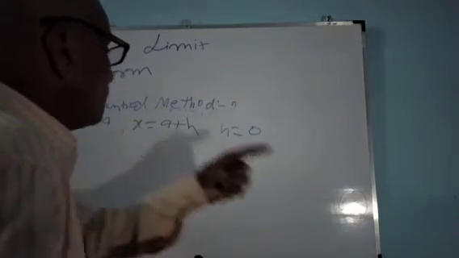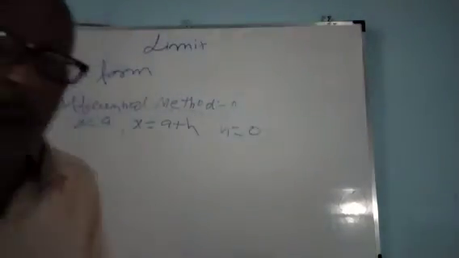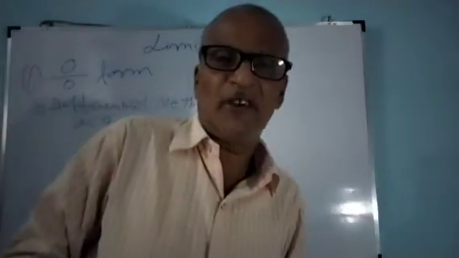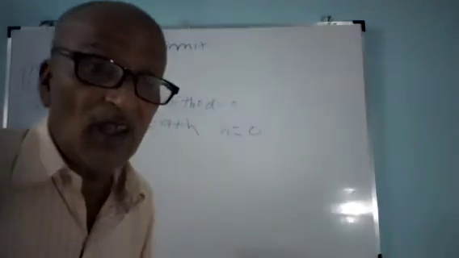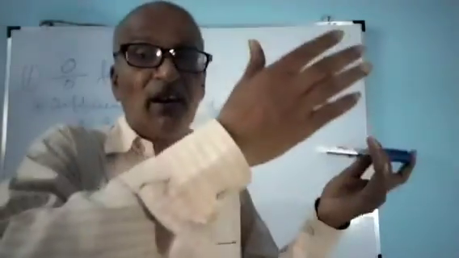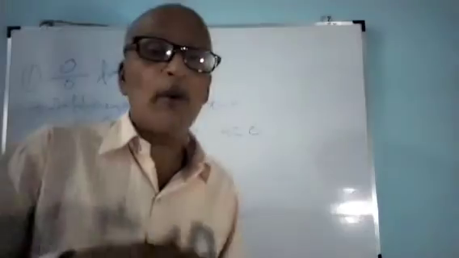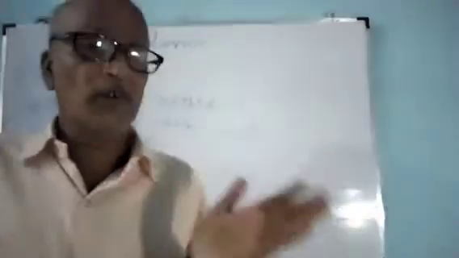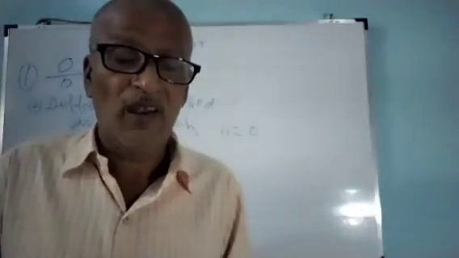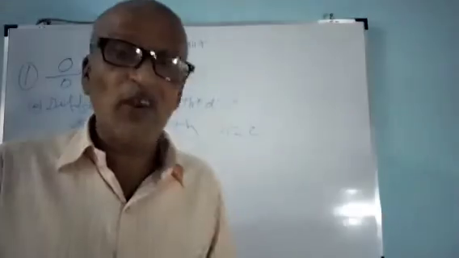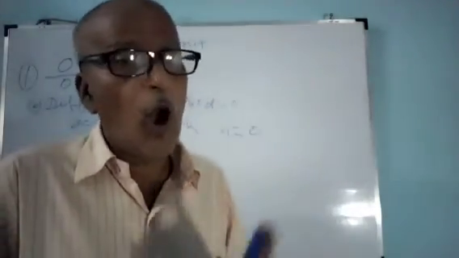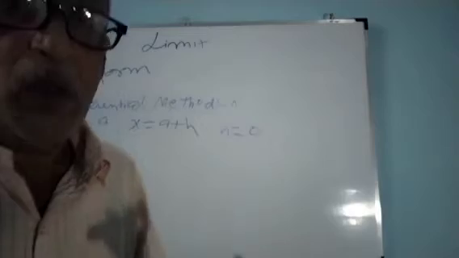If the function takes the form 0 by 0 for x is equal to a, then we put x is equal to a plus h in the function and expand both numerator and denominator. Then we get a common factor between numerator and denominator in the power of h. We remove this common factor, and then we put h is equal to 0 in the function, and we get the limiting value of the function. This will be clear by an example. Let us see.